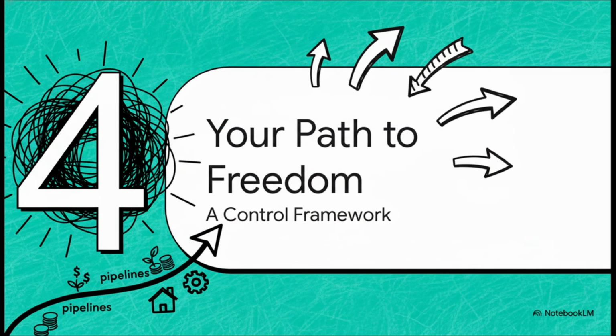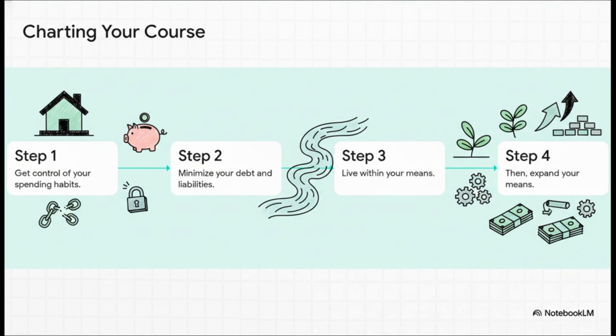This all sounds fantastic, right? But how do you actually start building these pipelines? Well, the source material lays out a really clear framework to get you started on that path. And notice something here. This path doesn't start with some wild, complicated investment. No, it starts with the absolute basics. The whole idea is that you have to get your own financial house in order first. You've got to get a handle on your spending and your debt before you can really move on to the fun part. Step 4, expanding your means by buying those assets that produce cash flow.